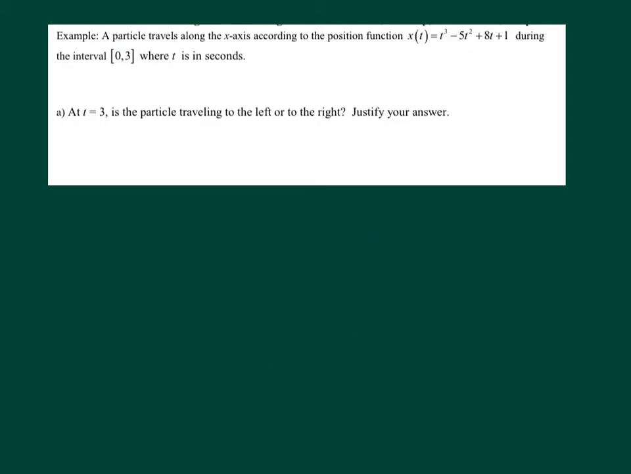Example 1. A particle travels along the x-axis according to the position function during the time interval 0 to 3, where t is in seconds. At t equals 3, is the particle traveling to the left or to the right? Justify your answer. So here's what's going through my head.